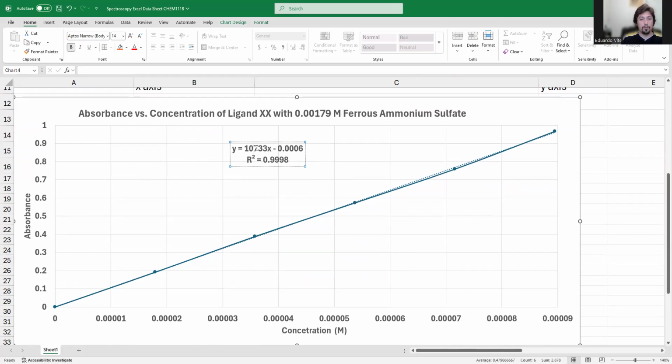So this right here, for example, 10,733. This is the number we're looking for. This is the molar absorptivity of whatever the ligand is that we have.